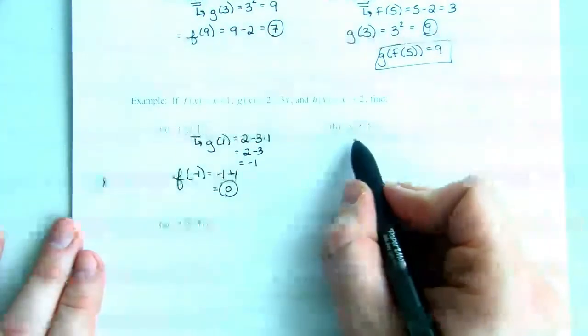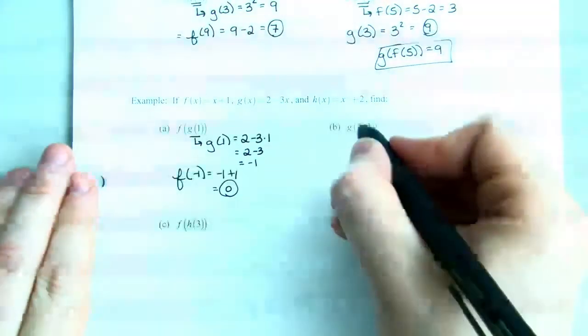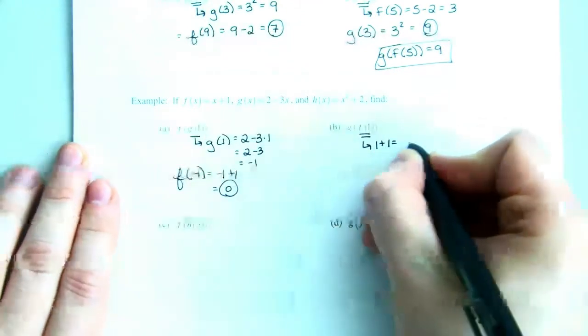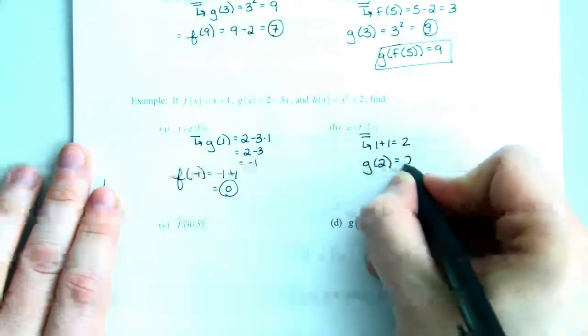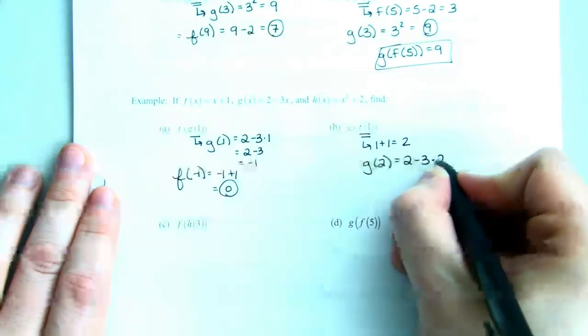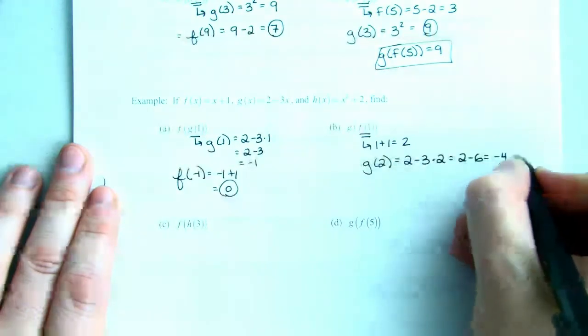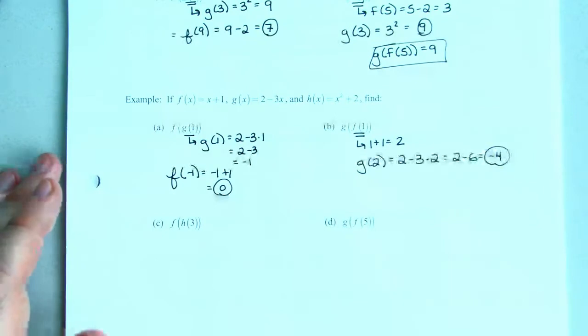Go find g of f of 1. I'm going to start on the inside. F of 1, 1 plus 1, that's going to give me 2. G of 2, 2 minus 3 times 2. 2 minus 6, I'm thinking negative 4 from that one. G of 2, negative 4.